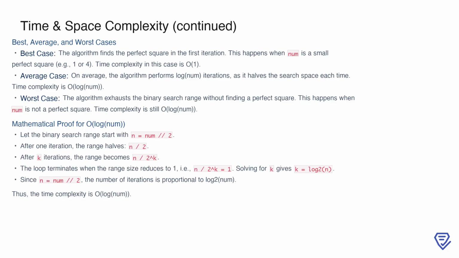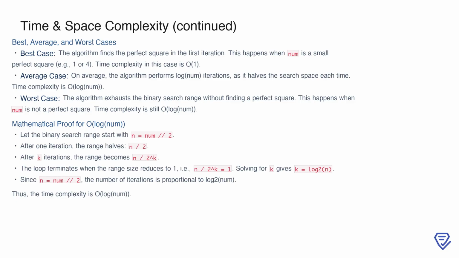iteration, which could occur when the input number is a small perfect square like 1 or 4. Here, the time complexity is O(1). On average, the algorithm runs for log number iterations as it repeatedly halves the search range, resulting in a time complexity of O(log number). In the worst case, when the input number is not a perfect square, the binary search exhausts the range without finding a match. Even in this case, the time complexity remains O(log number).